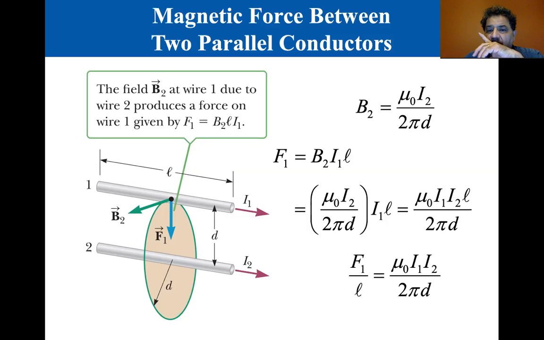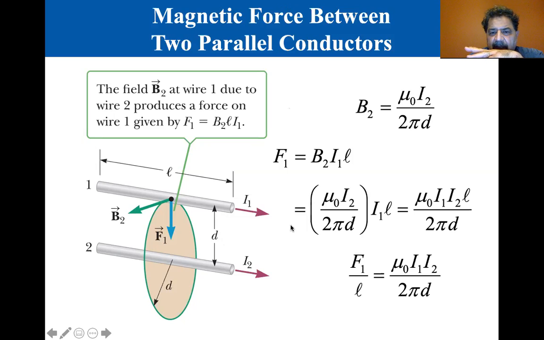So force 1 divided by L is mu zero I1 I2 over 2 pi d. Now, I'm not so concerned about this formula as I am about you knowing what happens with the currents.